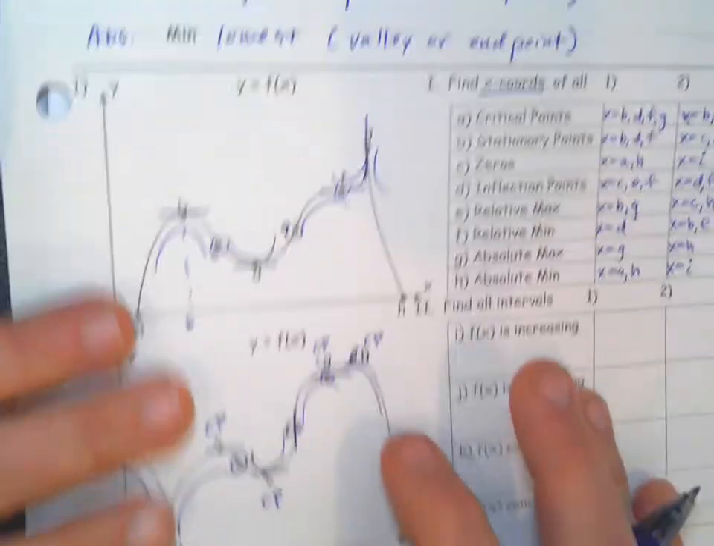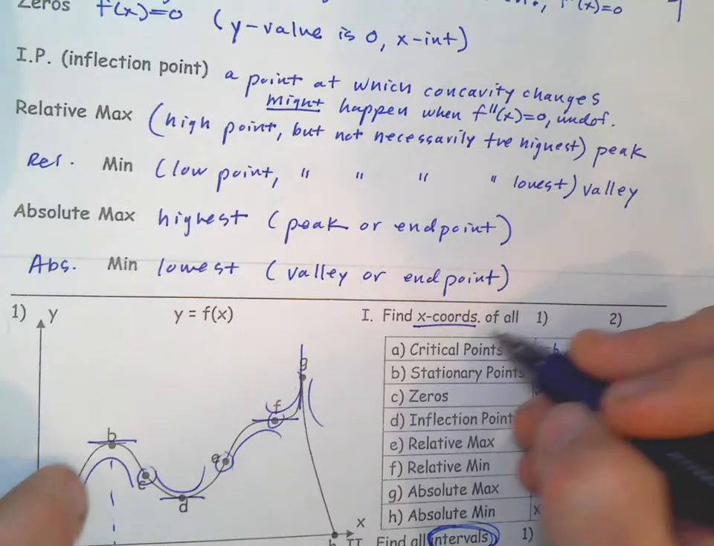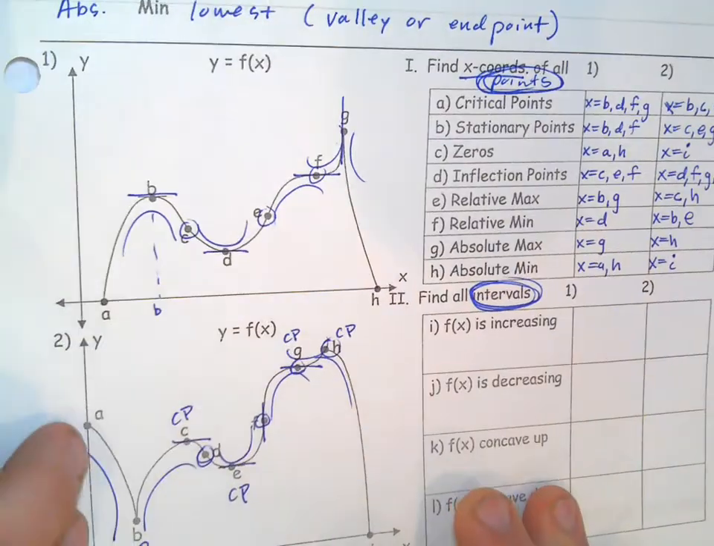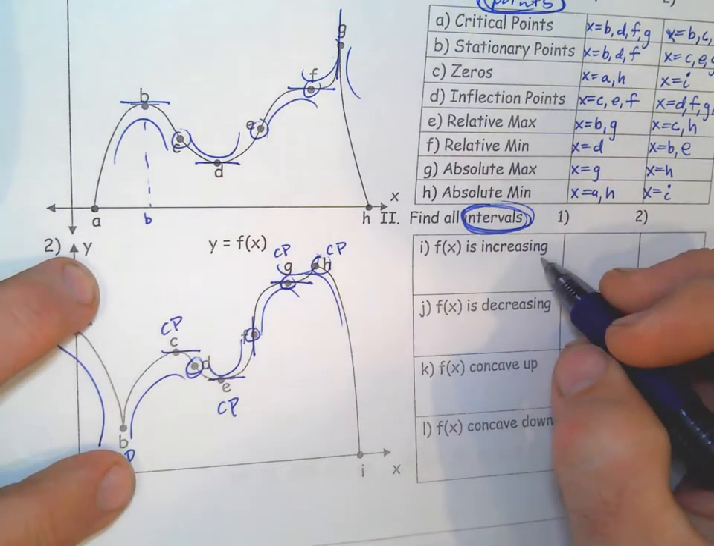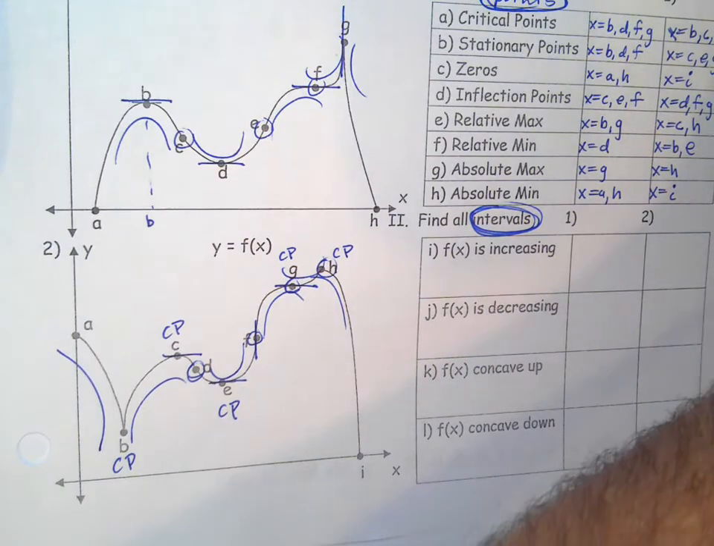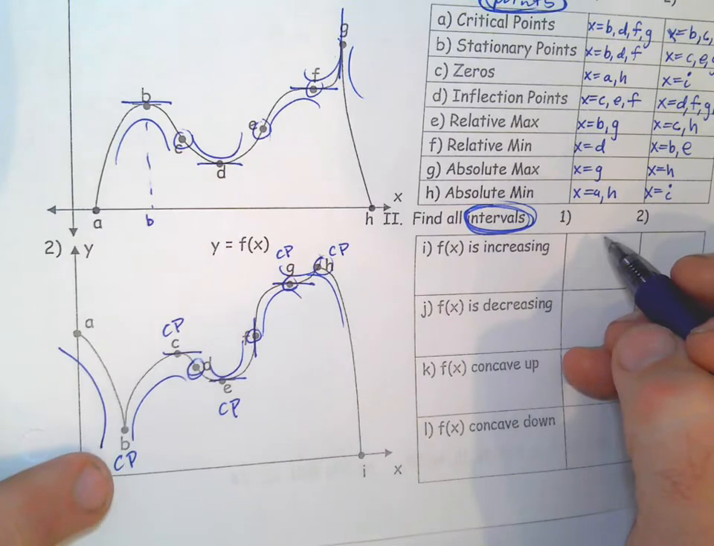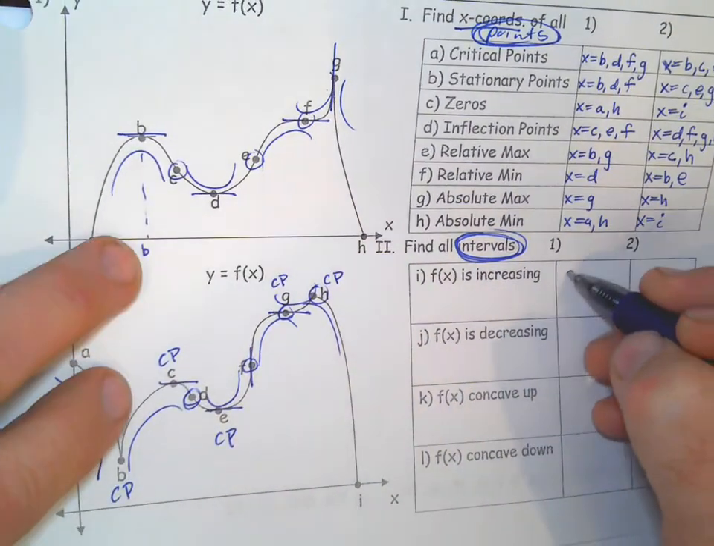So for the first one, where is it increasing? These are generally intervals. The last ones were points. These are chunks of the graph. So where is it increasing? We'd say it's increasing on this first graph. We'll do this one together from A to B.